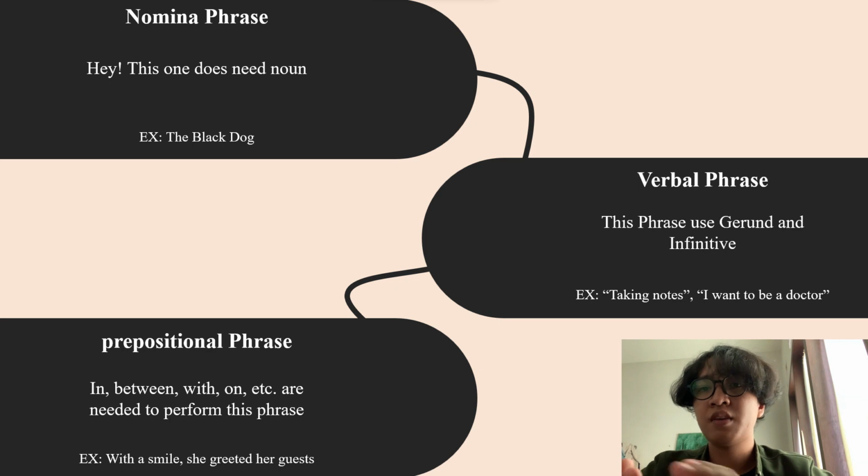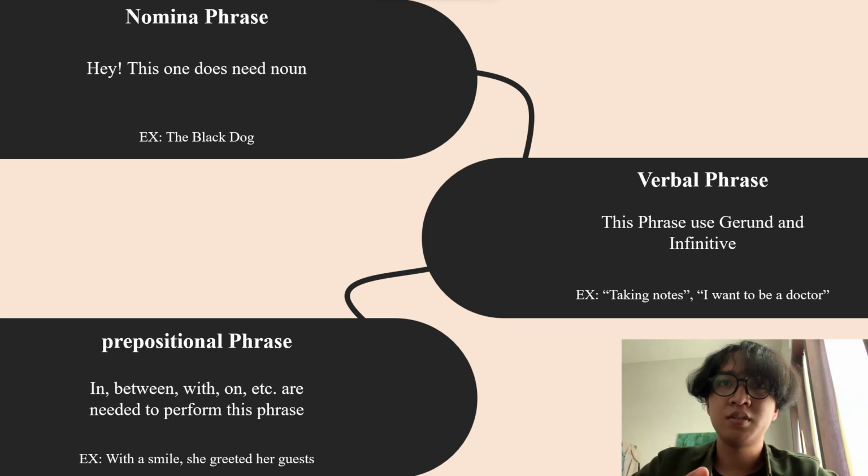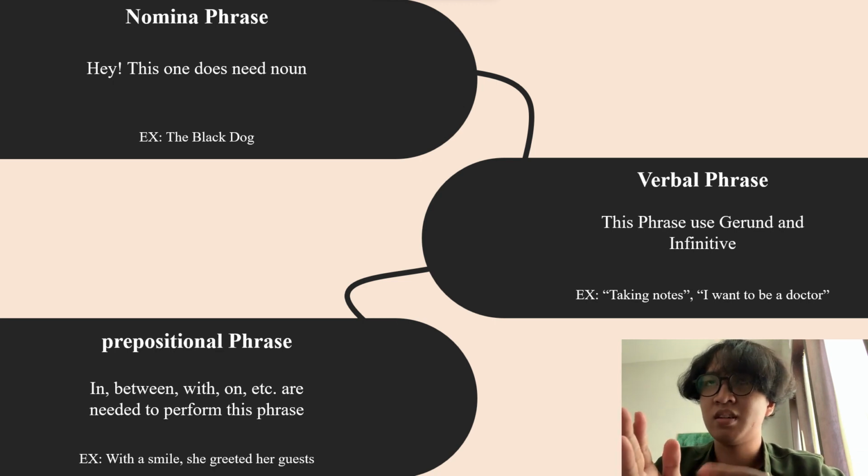Phrases also have their own types. First, we have a nominal phrase. This phrase needs a noun, since it's a nominal phrase, it needs something to be called with the phrase. For example, you can see "the black dog." The subject is the black dog, which refers to the thing, which is a black dog.